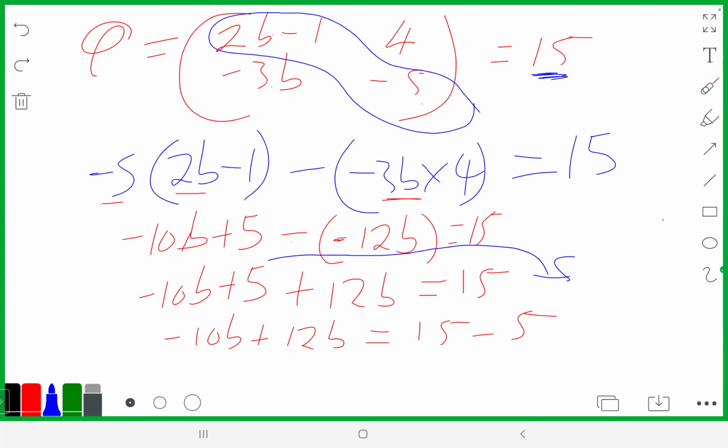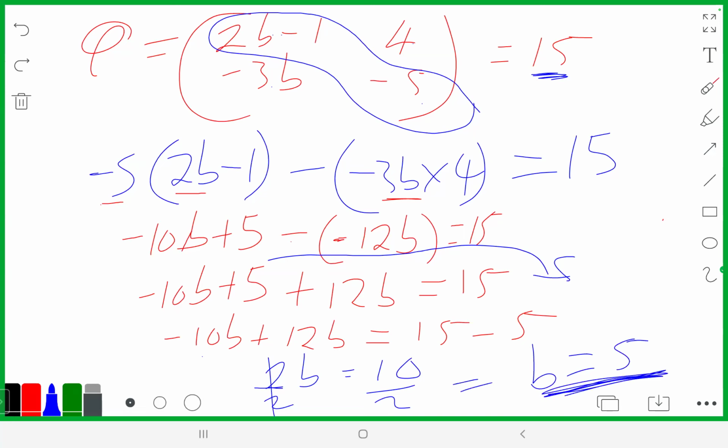Whenever you are adding different signs, you subtract the smaller number from the bigger one and get the sign of the bigger number. So this is as good as 12 minus 10. It will give you 2b equal to 15 minus 5 is 10. You divide through by 2 to get b, so that b is equal to 5. Is that clear? So that's the value of b.